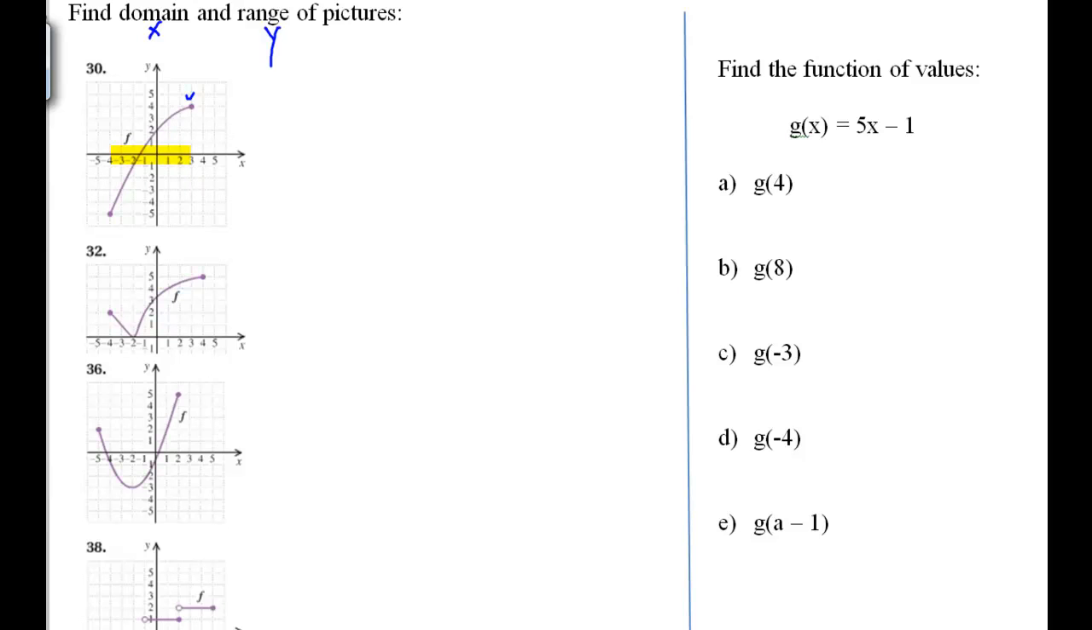And then choosing a different color here. Sorry, using some new tools here. You'll notice that this line exists from +4 down to -5. So the green strip represents my range, and the yellow represents my domain. So let's go and write this up here.